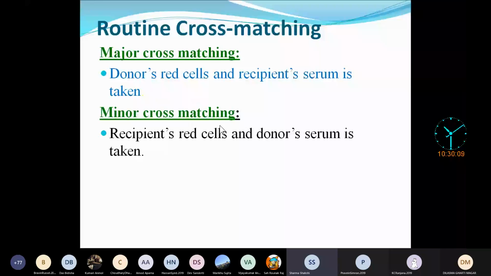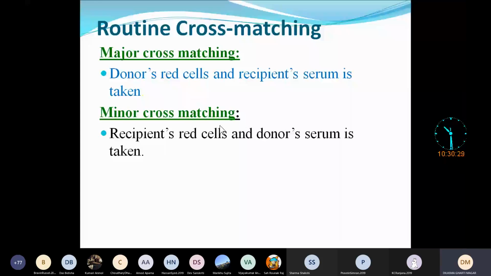Yes, ma'am. Okay. Cross matching is important for you, so that's why I'm repeating once again. There are two types of cross matching. Before the blood transfusion is given to a recipient, we have to do this cross matching. It is of two types: one is the major cross matching and another one is the minor cross matching.